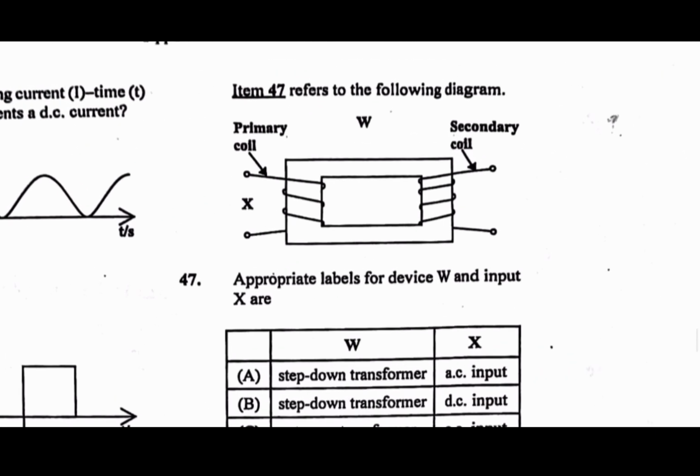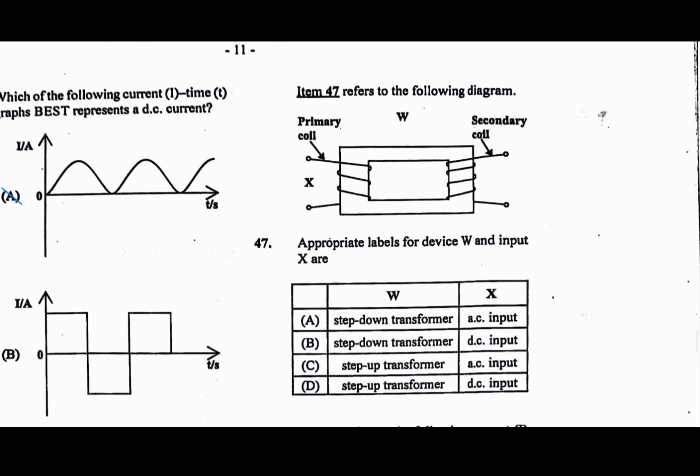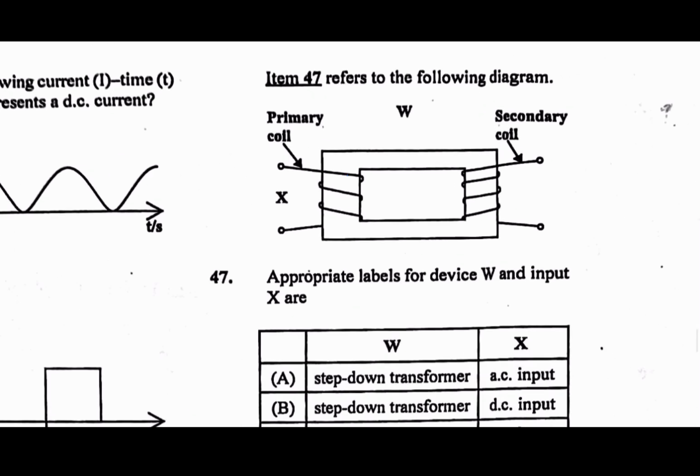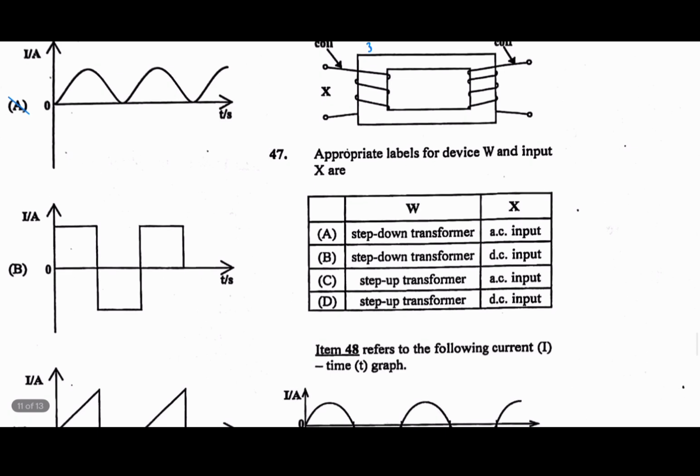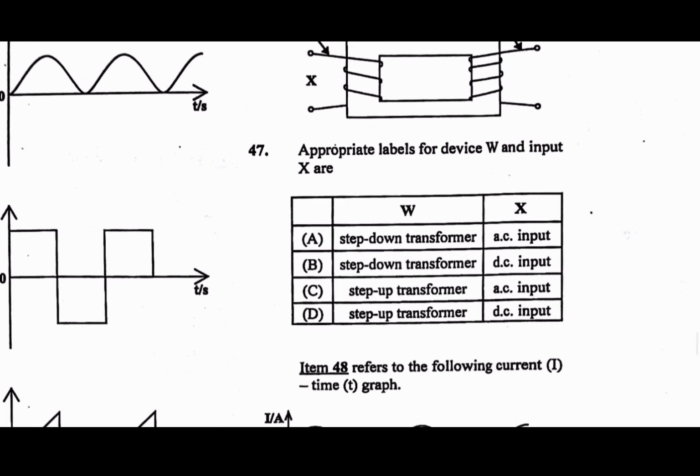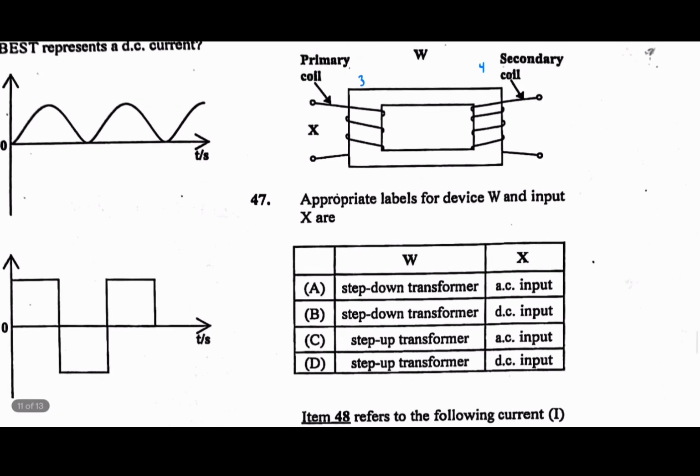Right. 47. Appropriate labels for device W and input X are. So let's observe. We're seeing approximately 3 turns in the primary and 4 turns in the secondary. Since we have more turns in the secondary, this is definitely a step-up transformer. So that makes A and B void. And you all should know that a transformer only works with AC input. So the answer is C.